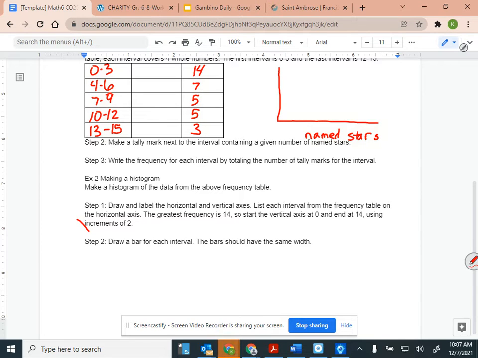And this would be the constellations. It had 0 to 3, 4 to 6, 7 to 9, 10 to 12, and 13 to 15. And here we go all the way up to 14 here, so I'm going to skip count by 2s.